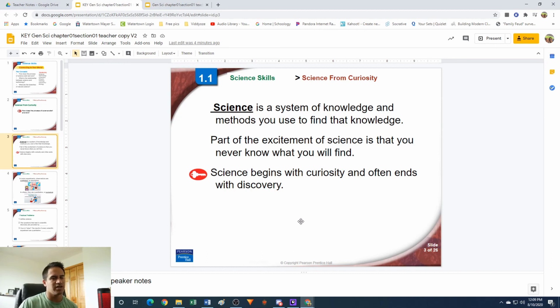Science can be defined in two ways, okay? One, it's a system of knowledge. So there are certainly topics that we cover that you would consider science topics, right? Like chemistry and physics and biology and all this other stuff. And on the other hand, not only is it a system of knowledge, but it's also a method that you use to find knowledge, or a process that you use to find knowledge.